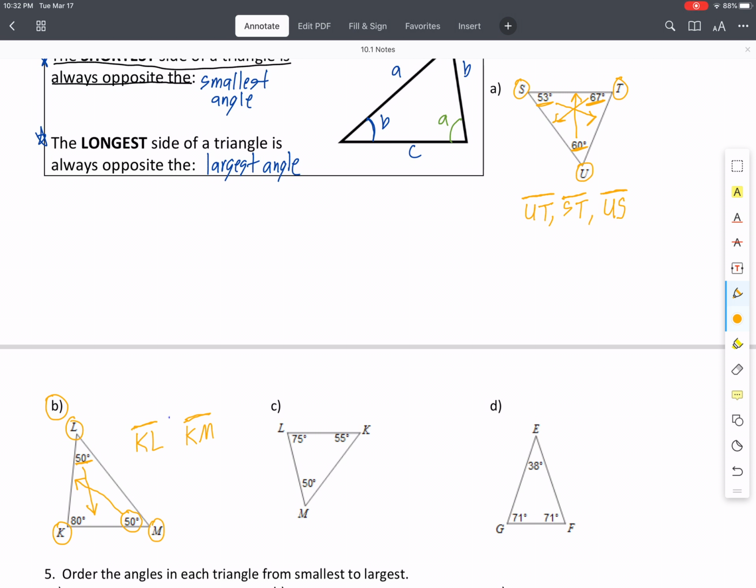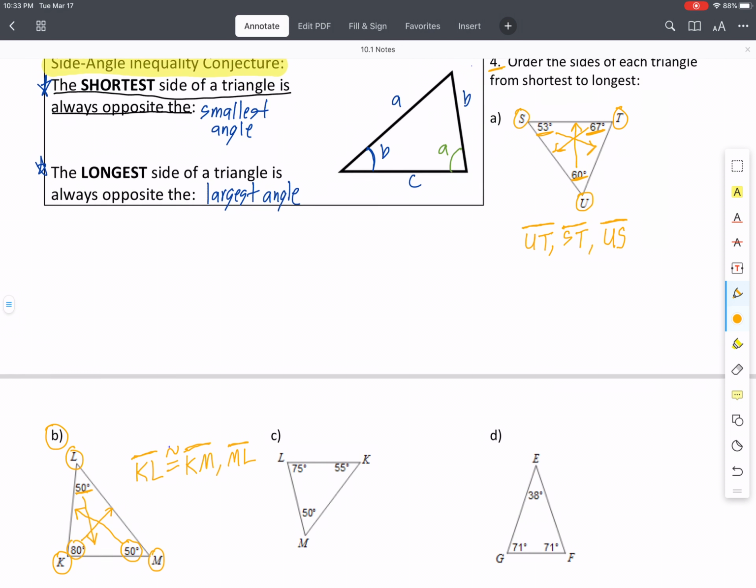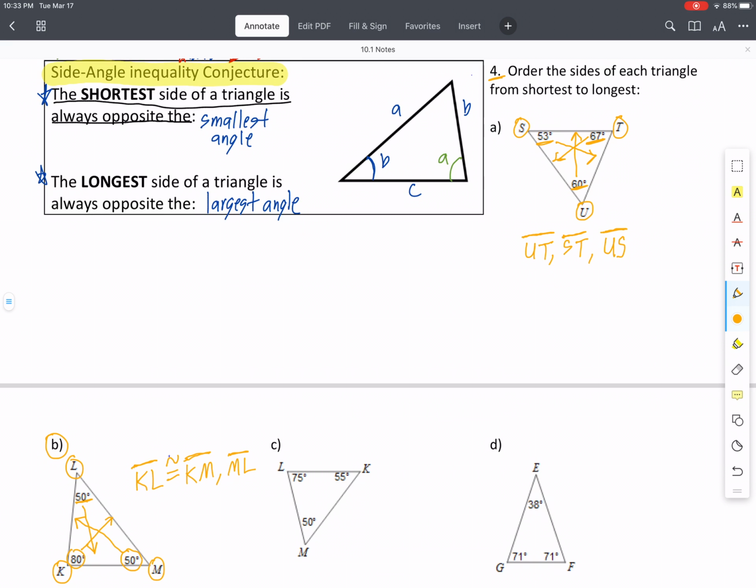What we're going to do if they're equal is we're going to put an equal sign in between and then do a little squiggly on top of it. So that basically means that those two sides are congruent, or basically the same measure. And then we know this last side is bigger, goes to that one, and that one would be ML. So that's how we would use this side angle inequality conjecture to order the sides.